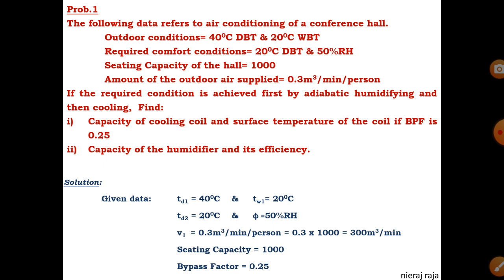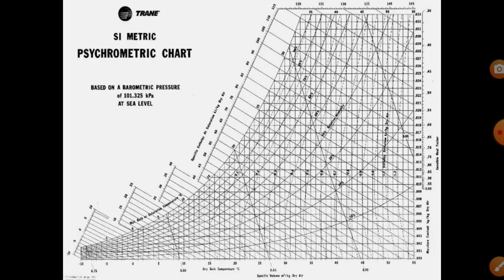Okay, now let us locate it. Point number 1 would be of outdoor condition, 40 degrees Celsius DBT and 20 degrees Celsius WBT. And point number 2 will be for 20 degrees Celsius DBT and 50% RH. Okay, now this is your psychrometric chart. Already in unit number 4 we have introduced this particular chart and various properties associated with psychrometric chart, various terms you can find. Okay, now first point we will have to locate with 40 degrees Celsius DBT and 20 degrees Celsius WBT. Now this is that point.